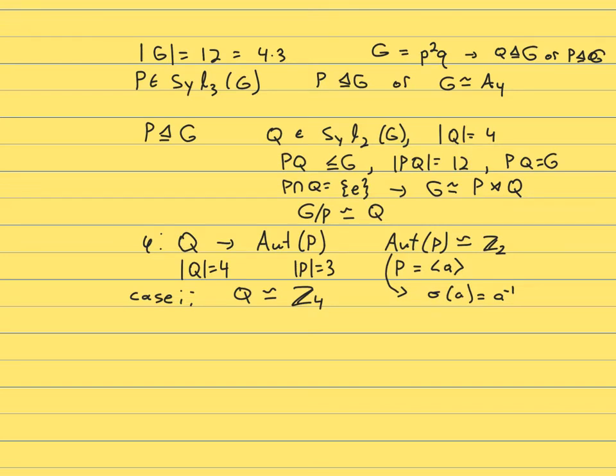And so what can phi do? Well, Q has to be generated by something. Let's say it's generated by B. Well, it's an element of order 4, and the only automorphisms have either order 1 or 2. So you only have 2 choices. Either phi of B is the trivial automorphism, or phi of B is this inversion. So that's a case 1A and a case 1B.